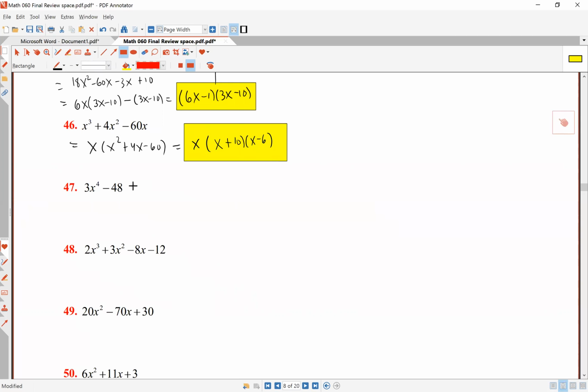3x to the fourth minus 48. Take out the 3 and we're left with x to the fourth minus 16. x to the fourth minus 16 is x squared minus 4 and x squared plus 4. But x squared minus 4 is x minus 2 and x plus 2.